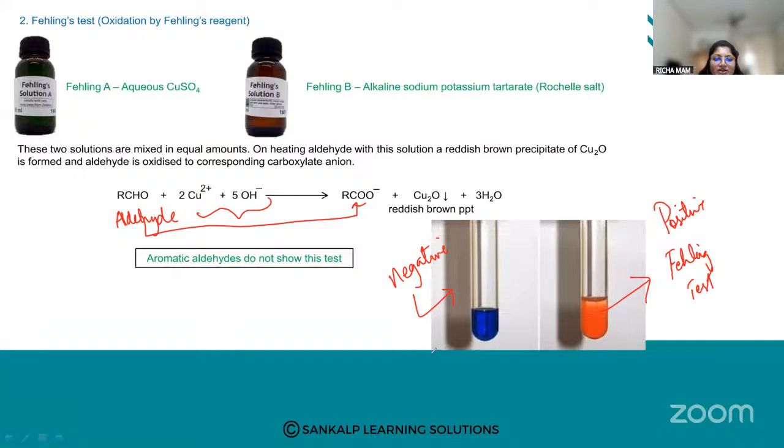When we are talking about aldehydes, only aliphatic aldehydes will show the Fehling's test, not the aromatic ones. Only aliphatic aldehydes will show this Fehling's test. And the Tollens test, the silver mirror test, and your Fehling's test.